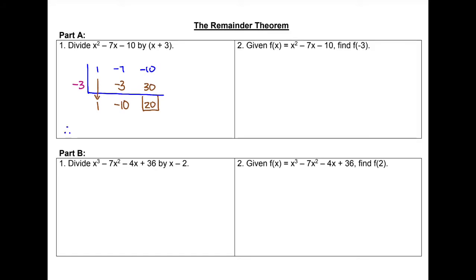Let's make a division statement as a conclusion. So we say the dividend x squared minus 7x minus 10 equals the divisor, which is x plus 3, times the quotient x minus 10, plus the remainder, 20.